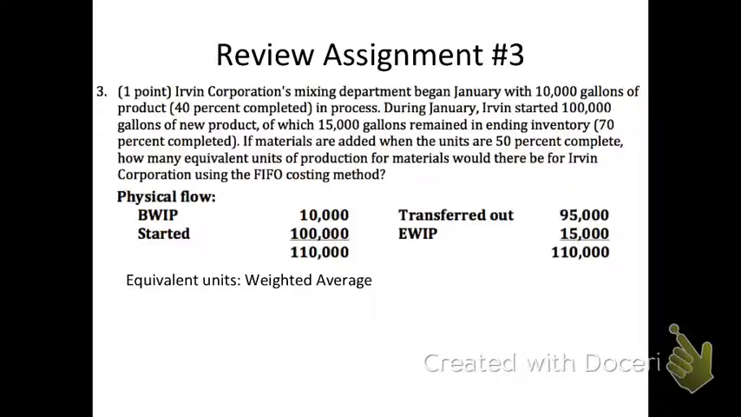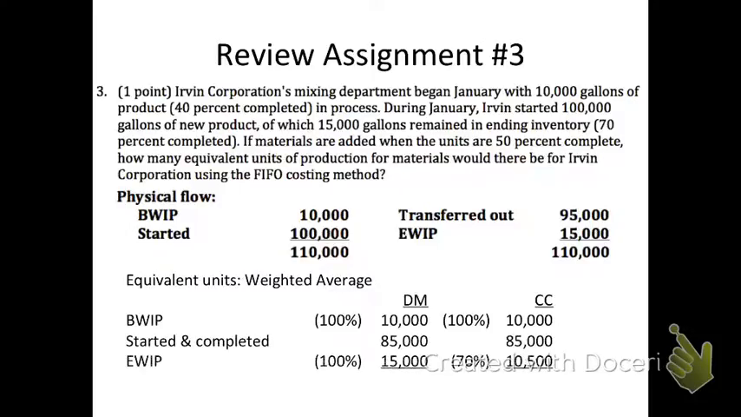Now how does this change if I were to do weighted average? The difference between FIFO and weighted average is how I treat the units in beginning work in process. For weighted average, I include all of the materials and all of the work that I've done on those units, so I include everything that I did in December and January. Conceptually, those beginning work in process units are included 100% in my equivalent unit calculation under weighted average, and then everything else is the same. The only difference between FIFO and weighted average is how I treat those units in beginning work in process.